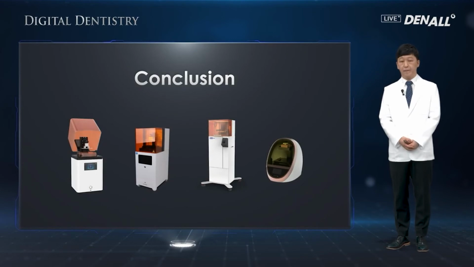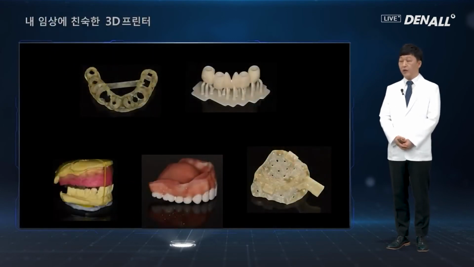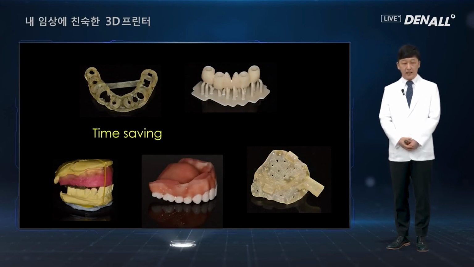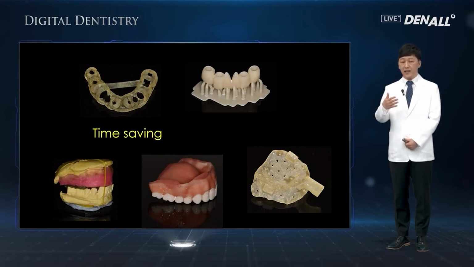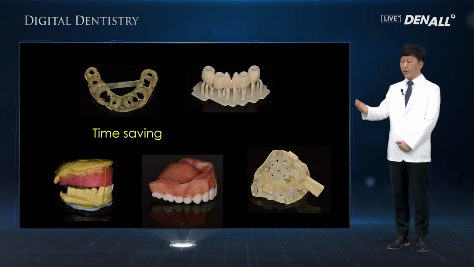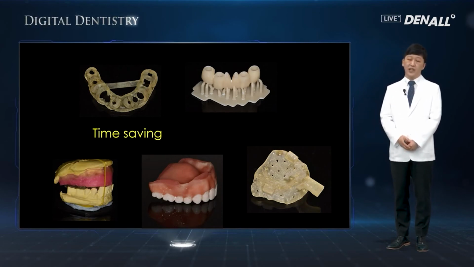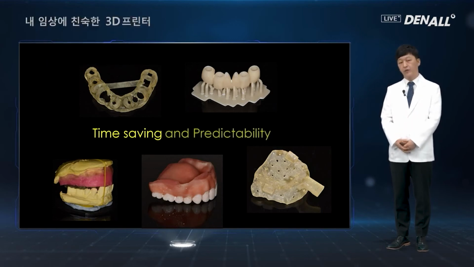Conclusion. First, if you use a 3D printer, what are the advantages? First, you can save a lot of time going back and forth. The lab work should go back and forth. That time can be saved. So we can deliver the prosthesis that the patient wants in a very short time, reducing the toothless period for the patient. Most of all, treatment predictability will be increased.